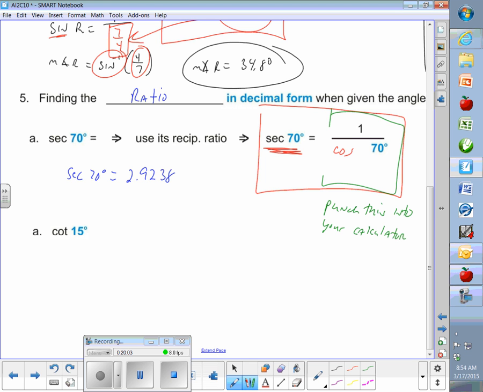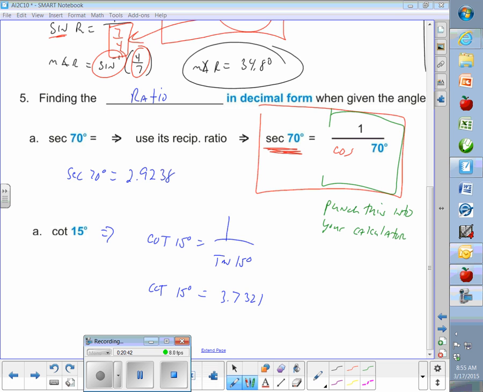All right, see if you can follow that model and come up with the cotangent of 15. All right, Shane, what do you got? 3.7320. Yeah, and 321 if you round off, I believe, correctly. Cotangent of 15, 3.7321. Anybody else get that? Okay.